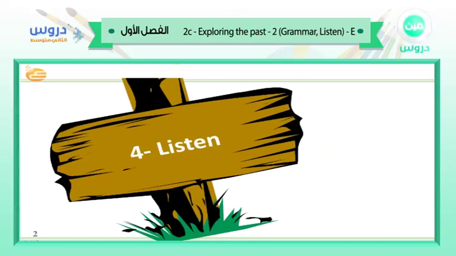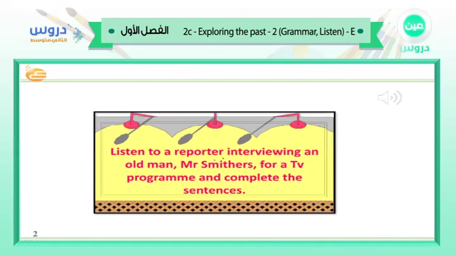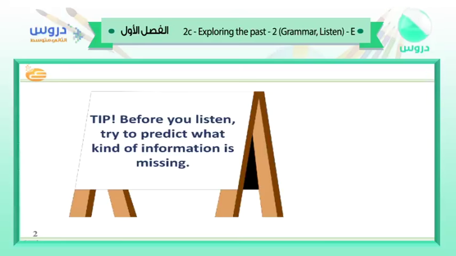Let's listen, everybody. It's time for listening. Okay, listen to a reporter interviewing an old man, Mr. Smithers, for a TV program and complete the sentences. Okay, we have the sentences. Okay, this is a tip from me. Before you listen, try to predict. Okay, give me your idea, okay? What kind of information is missing? Okay, let's see.